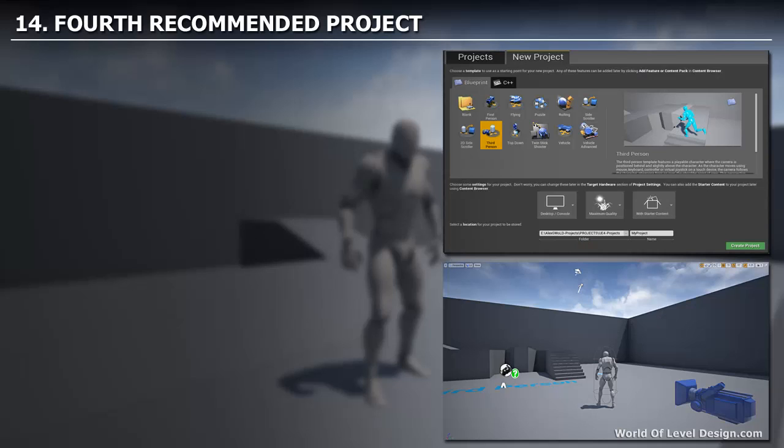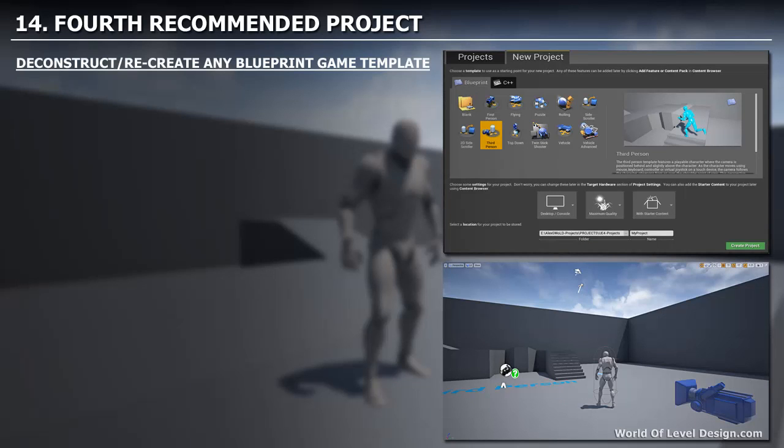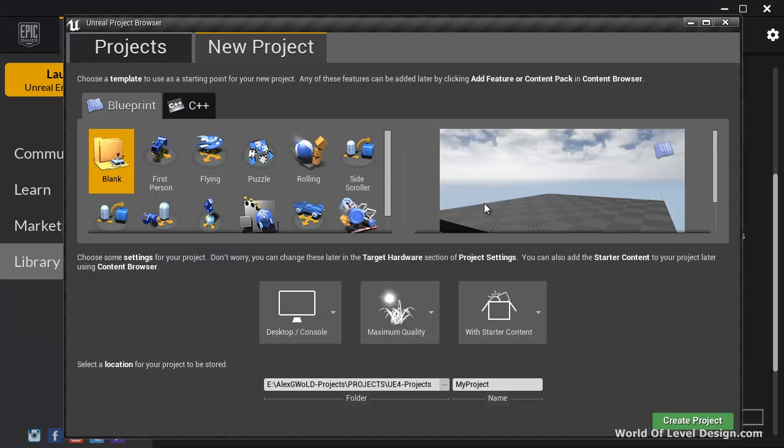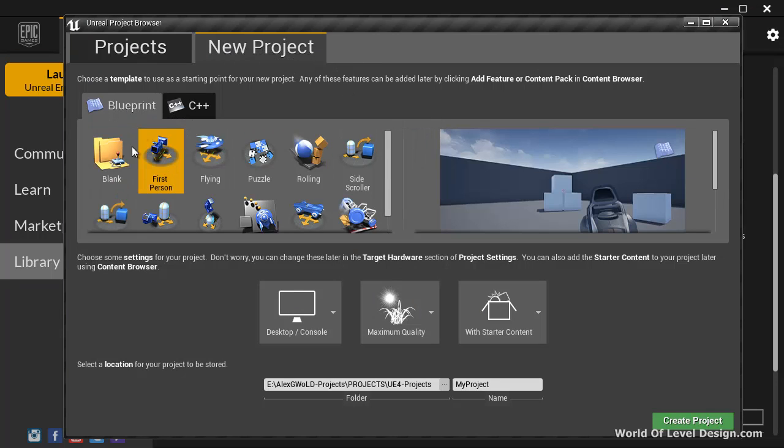Your fourth recommended project is to deconstruct and recreate any Blueprint game template. This is a great way to go beyond the beginner of using Blueprint and begin constructing a game mechanic. And the fastest way to learn that is to deconstruct and recreate a blueprint from any of these templates when you created a new project. So when you set up a new project and you chose Blueprint and any of these templates, you can deconstruct the blueprint of how this template was created.